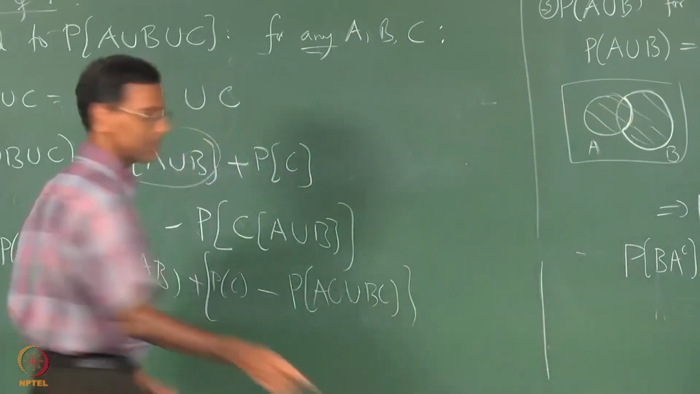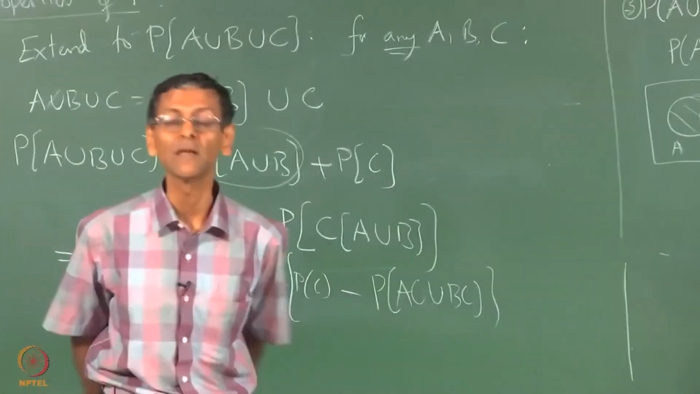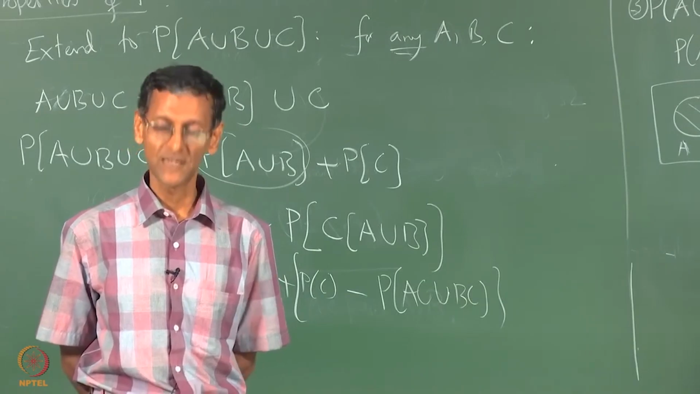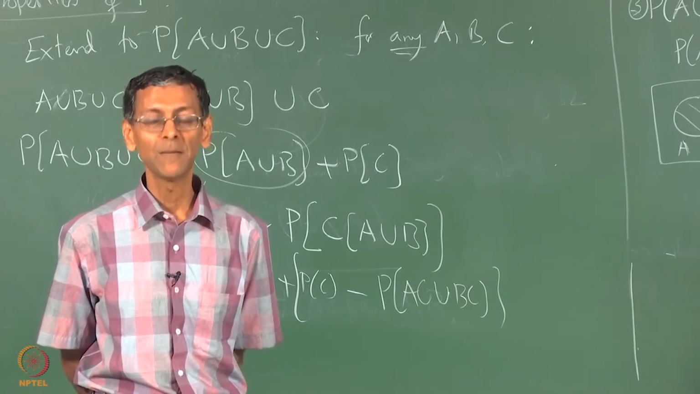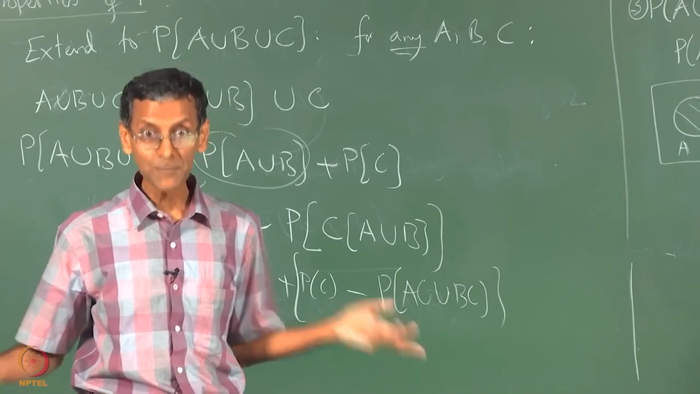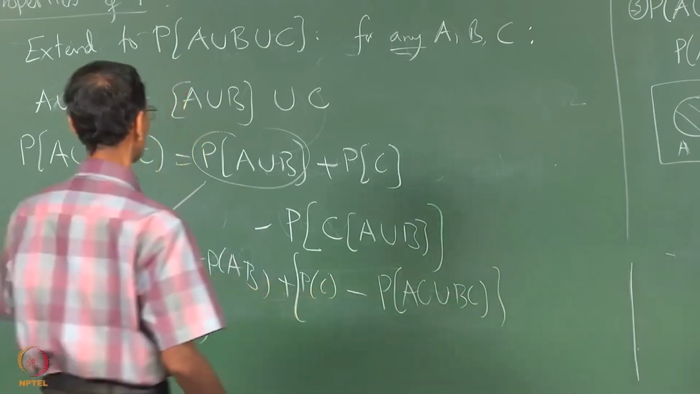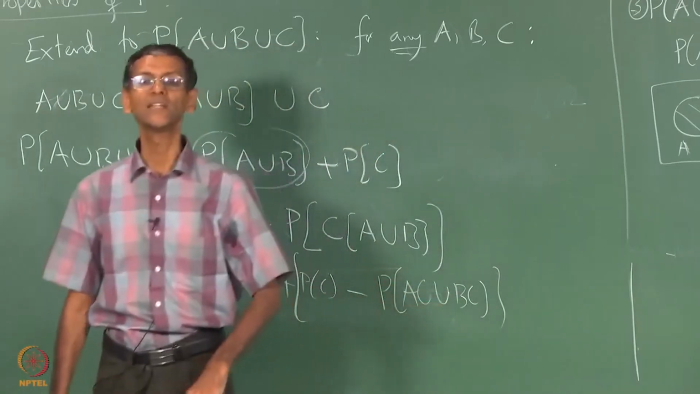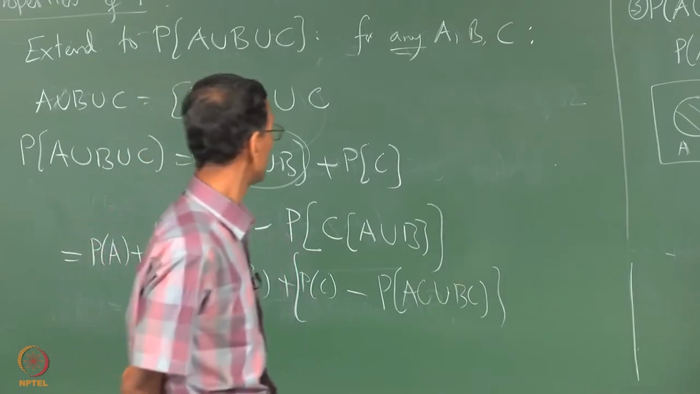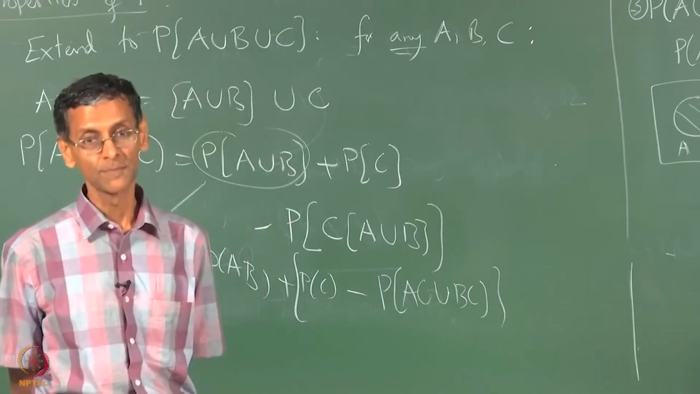So finally what do you get? I am not going to write all the steps, so you do it and tell me. You get PA plus PB plus PC minus PAB plus PBC plus PCA, all of those with a negative sign, and then you get plus PABC. Where does that plus PABC come from? That comes from here. AC intersection BC is just ABC. If you draw a Venn diagram, that will become very clear.